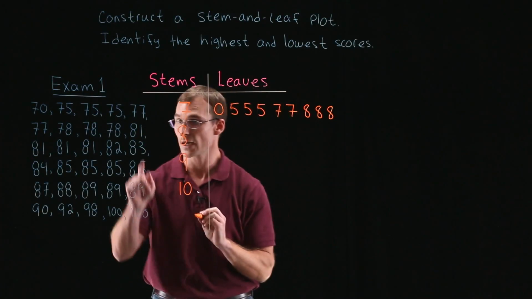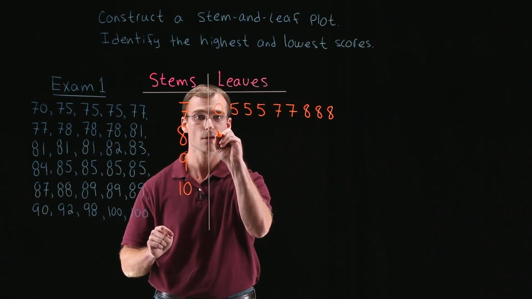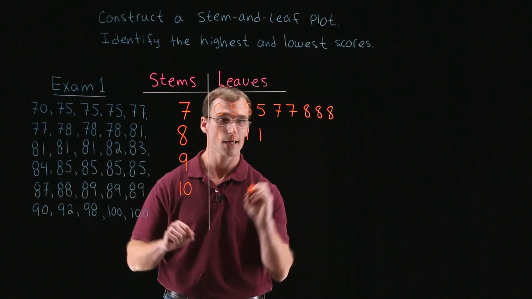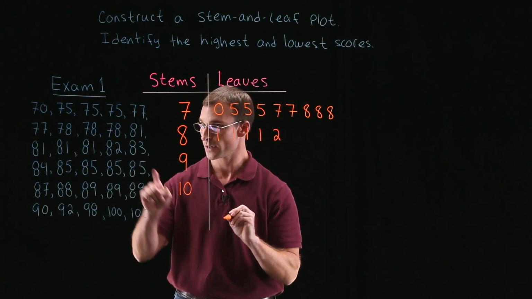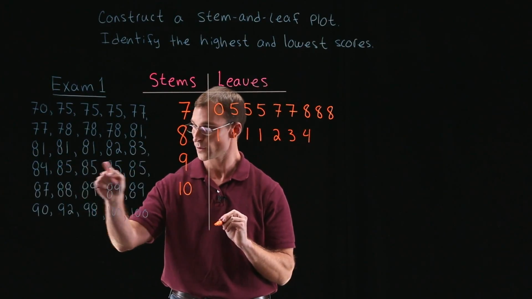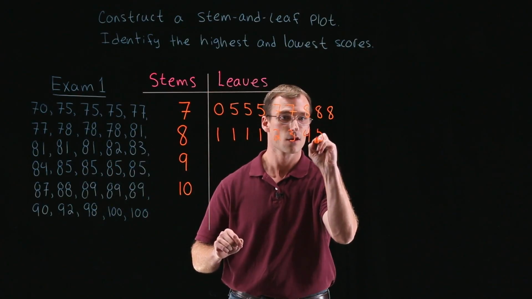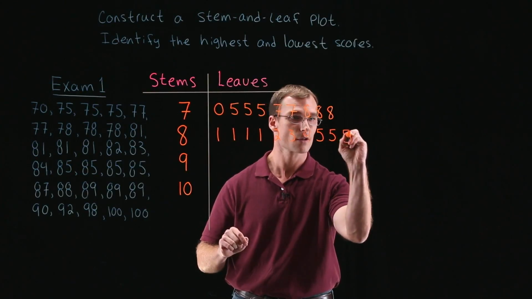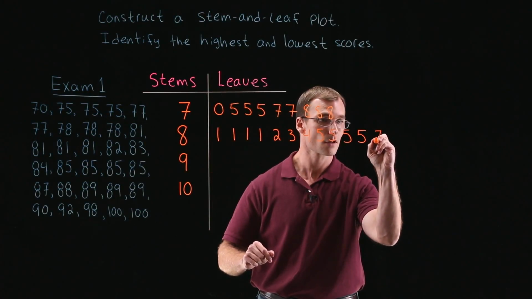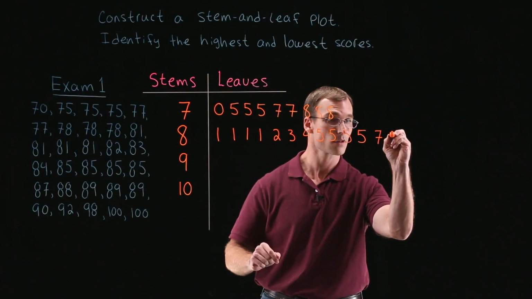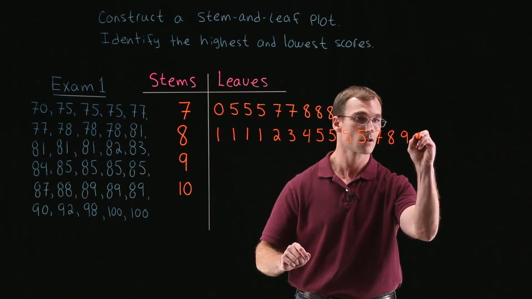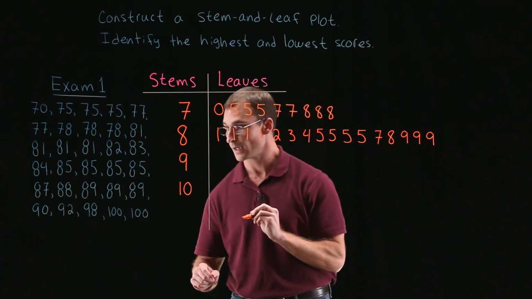Now looking at the 80s, we have, say, 1, 2, 3, 4 81s. So a leaf of 1 for each of those. And then 82, and 83 and 84. And then 1, 2, 3, 4 85s, so our leaves of 5, 4 of those. Let's see, 87, and an 88, and then 1, 2, 3 89s. And that takes us out of the 80s.